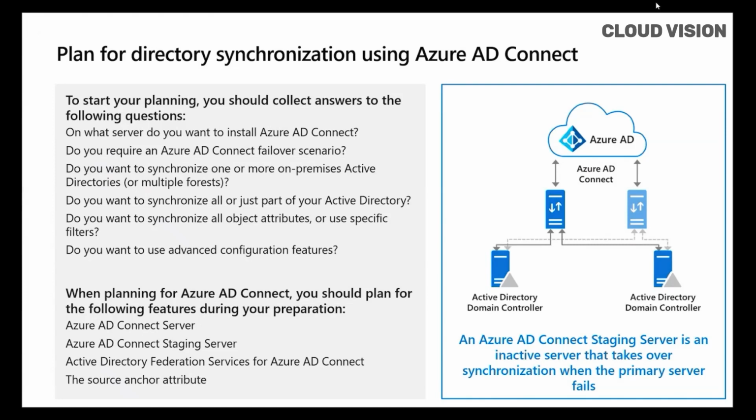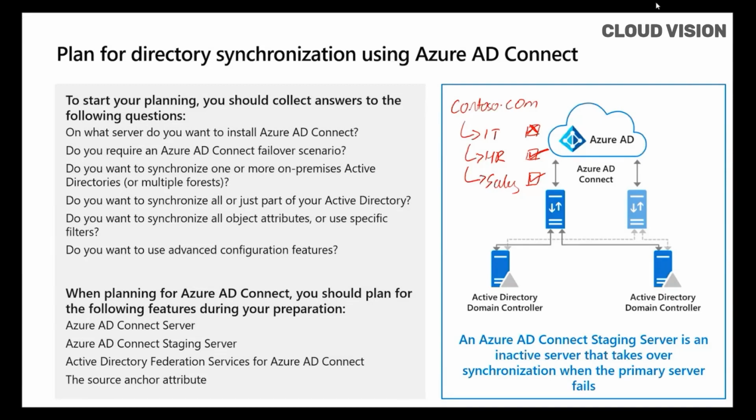Do you want to synchronize all or just part of your Active Directory? Maybe in your Active Directory, let's say you have a domain called contoso.com. Within this, maybe you have three different OUs: IT, HR, and sales. Now, out of this, you want to just sync the objects that are part of HR and sales OU, and you do not want to sync any objects that are part of the IT OU. This feature is called OU filtering.